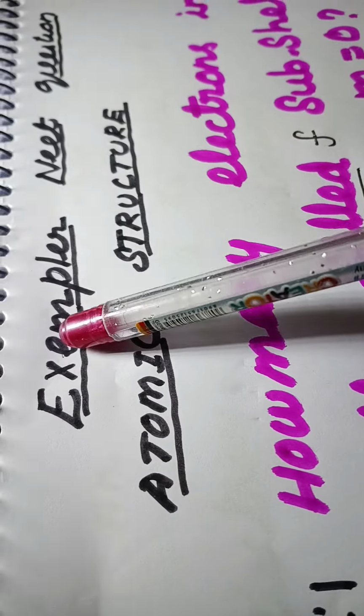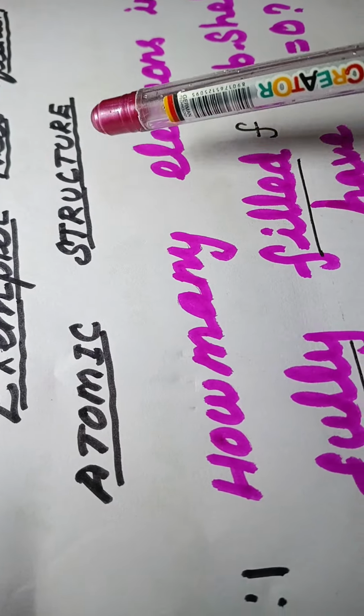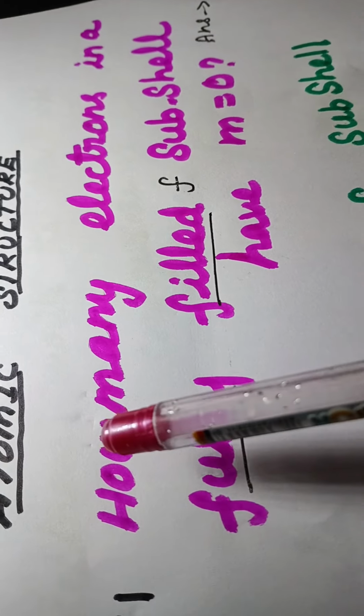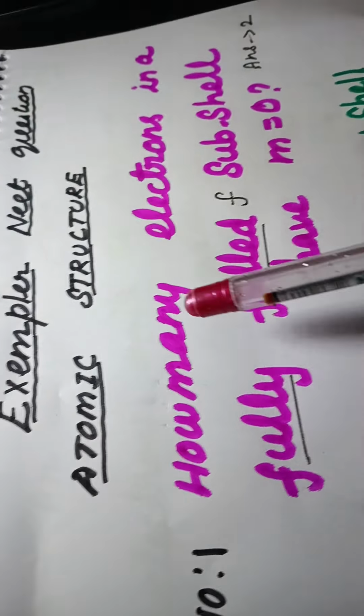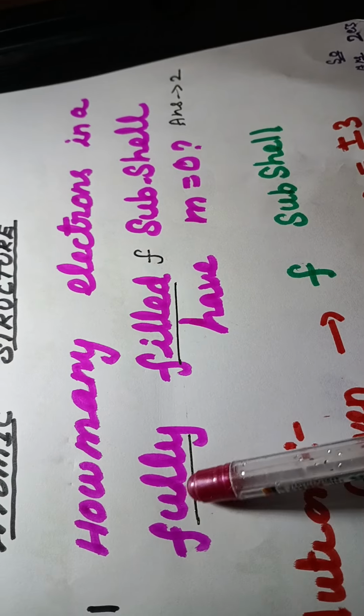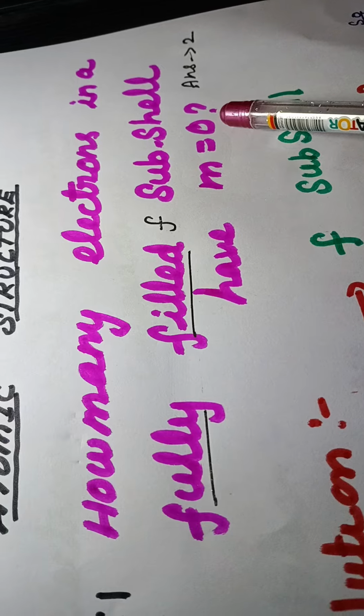Children, today we are going to see exemplar NEET questions from atomic structure. Two questions we are going to see. Question number 1: How many electrons in a fully filled f subshell have m equal to 0?